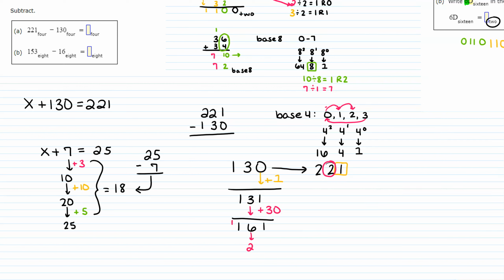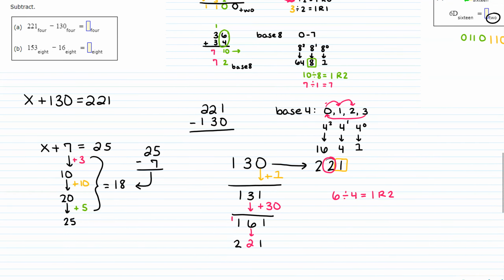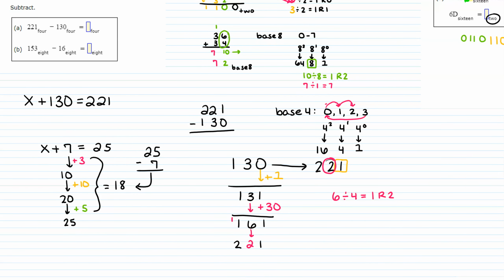That goes to 2, and I carry the 1. So again, think about 6. 6 divided by 4 is 1, remainder 2. So the 2 goes down and the 1 stays up. So now I have 2, 2, 1. So now, I'm already at 2, 2, 1. I don't have to add anything else.